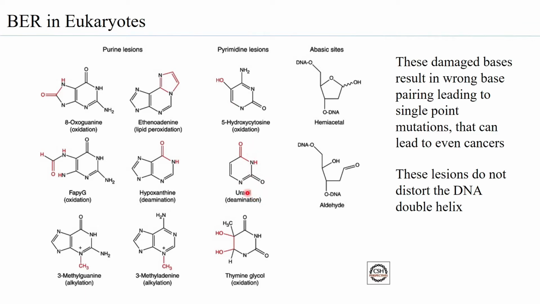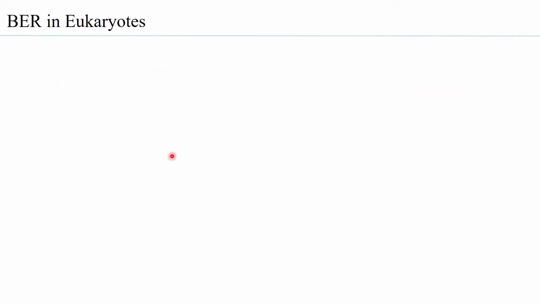So the base pairing changes, and these single point mutations have led to a lot of cancers, right from epithelial cancers to mucosal cancers, etc. So if these are not corrected, then it can be very detrimental to the cell, and not just to the cell, but to the entire organism. So BER has a very important role to play in the eukaryotic system.